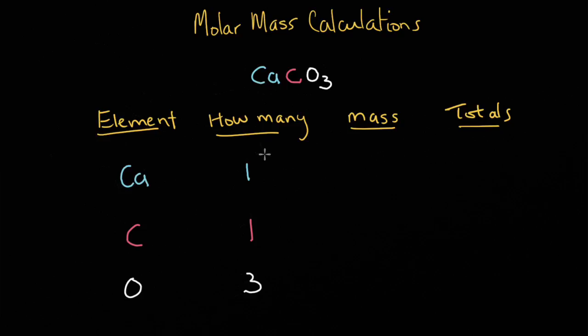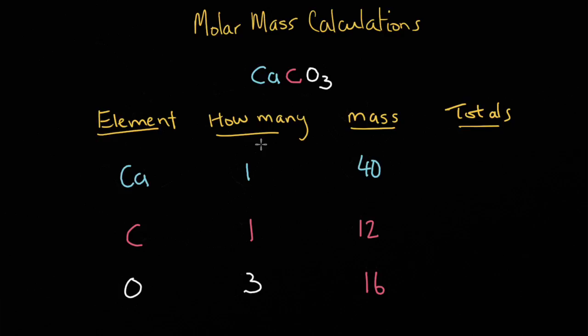Then we need to go to the periodic table to find the atomic mass of each of these elements. And for today's presentation, I'll be using whole numbers just to make life easier. So calcium, approximate atomic mass is about 40 grams, while carbon is around 12 and oxygen is around 16.